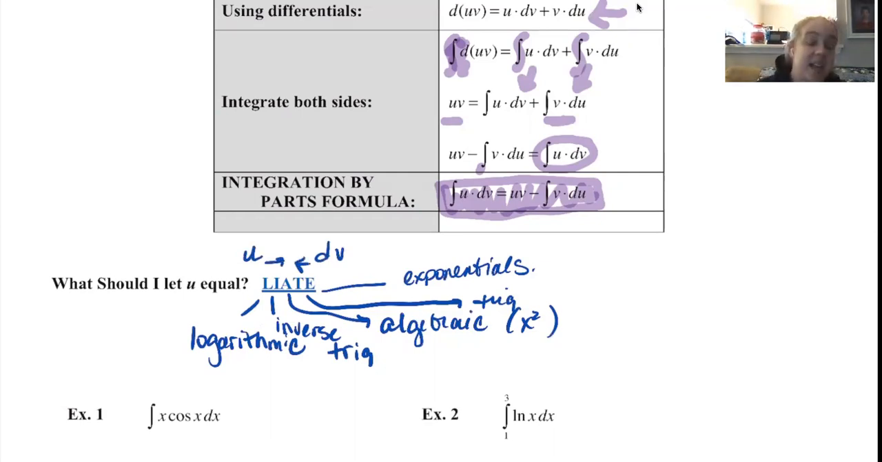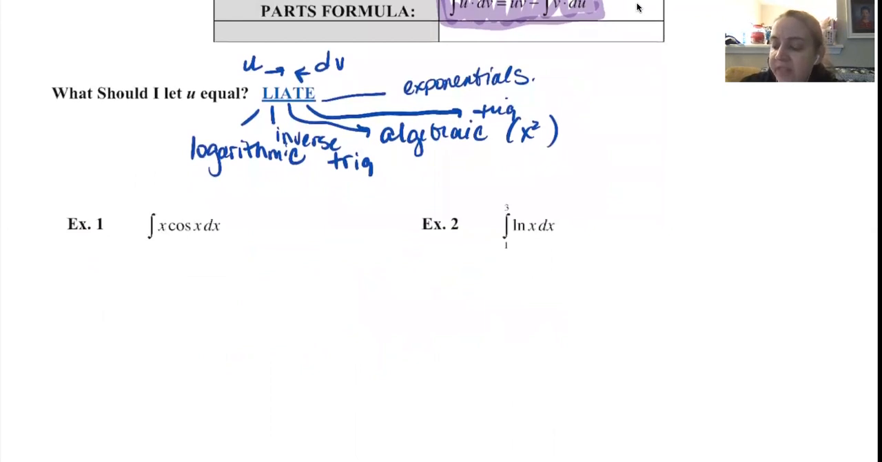So I can't say that I is always, always, always U, but you want to compare the two pieces that you have. So what do I mean by that? Well, if I look at example 1, which is x cosine of x, my x term is algebraic. My cosine of x term is trig. So that means if I'm deciding things, I've got u and dv. The one further to the left on my list, in this case algebraic, is my a, which is my u term. And dv is further to the right, so that's my trig, which in this case is cosine of x.